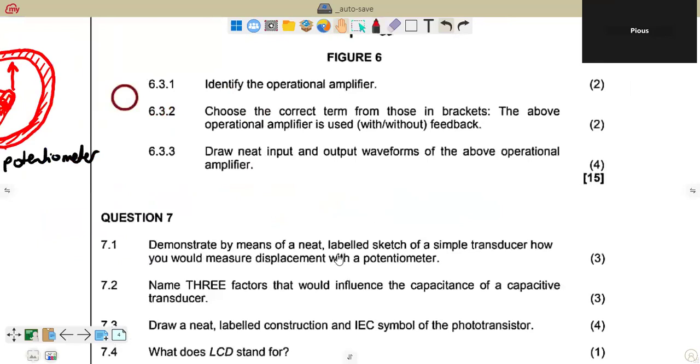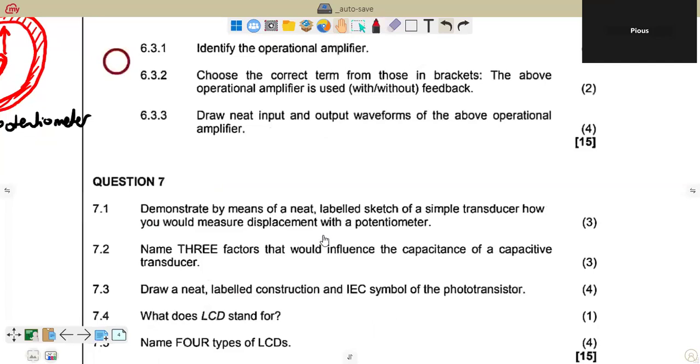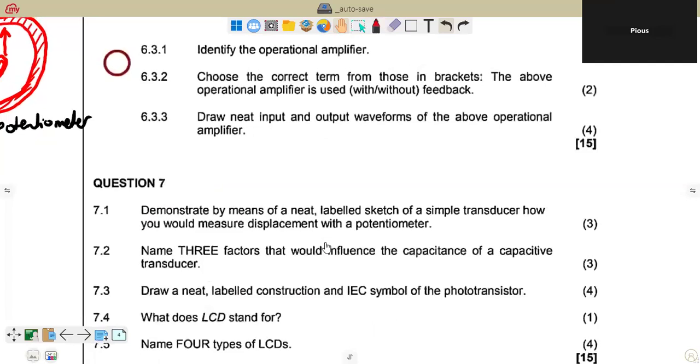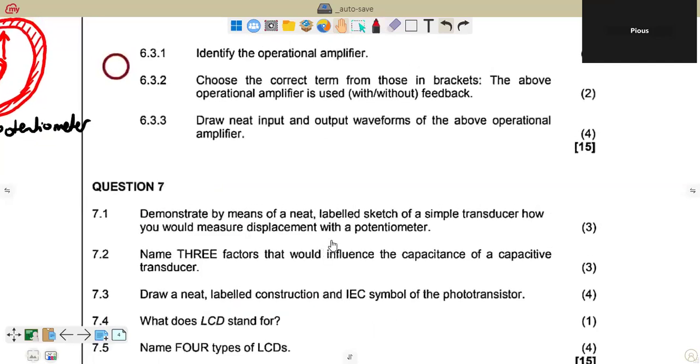7.2. Name 3 factors that would influence the capacitance of a capacitive transducer. Number 1, the area of the plate. Secondly, the distance between the plates and also the dielectric constant. There is no order of arrangement; I'm just mentioning them. Those are the factors that can influence the capacitance of the transducer: area of the plate, distance between the plates, and the dielectric constant.